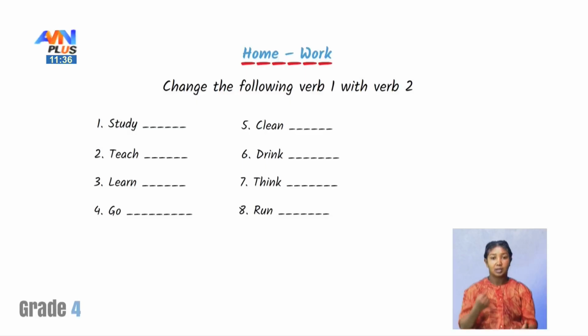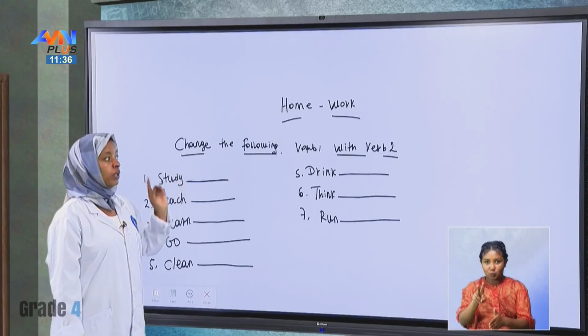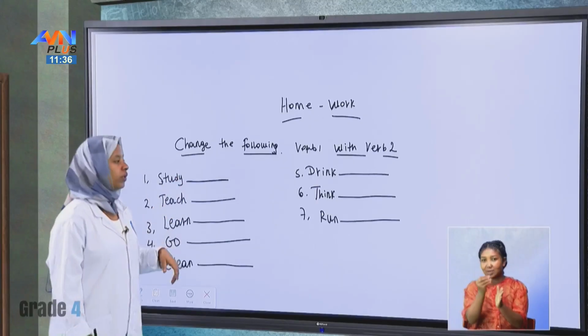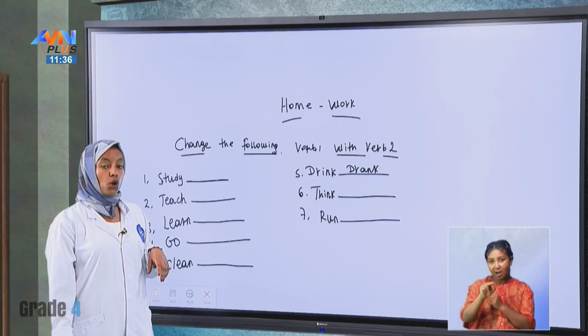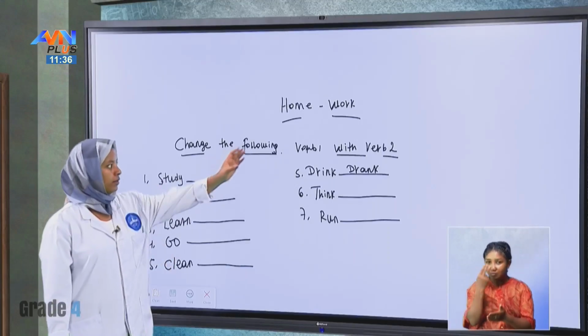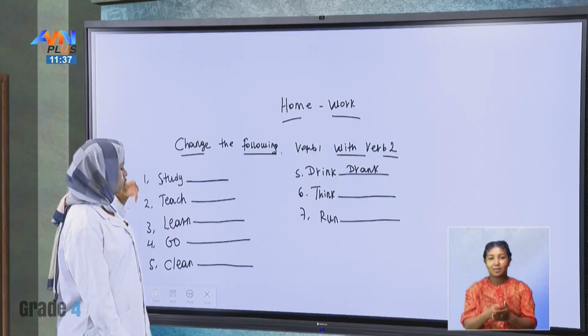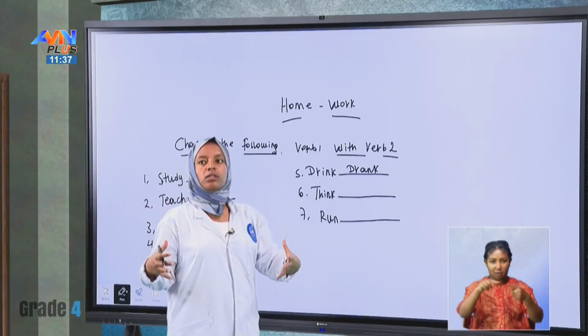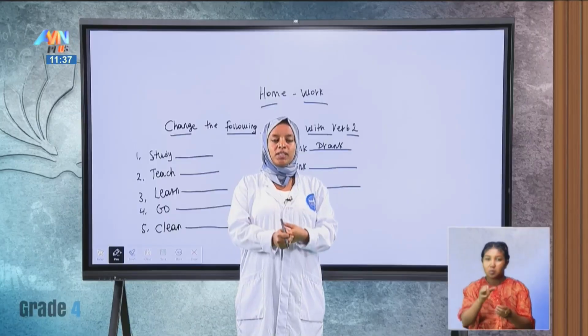Here is the question. So you can change the following words to their verb 2. Let me give you one example. For example, here, drink, drunk. Drink, drunk. So you can use it like that. I mentioned the example already. So you can try and practice more with your parents and also with your siblings.